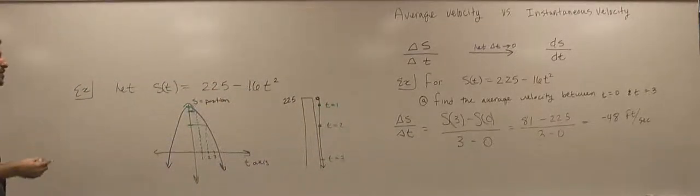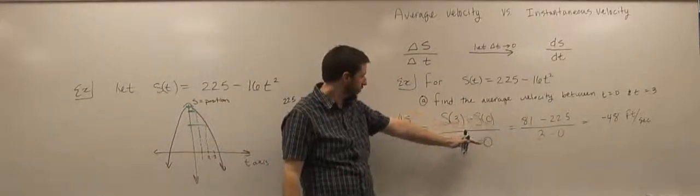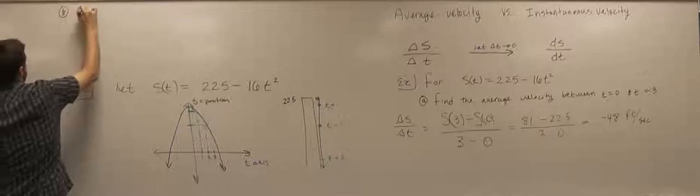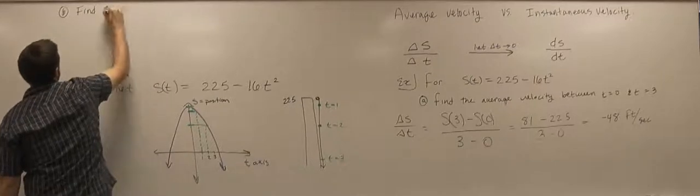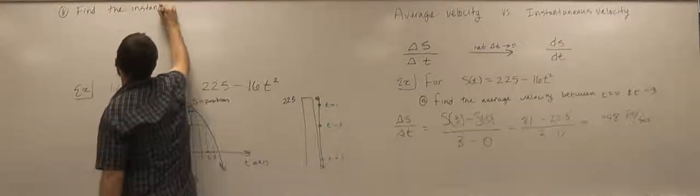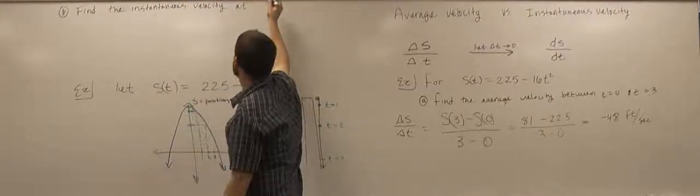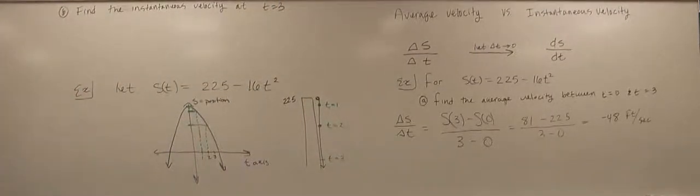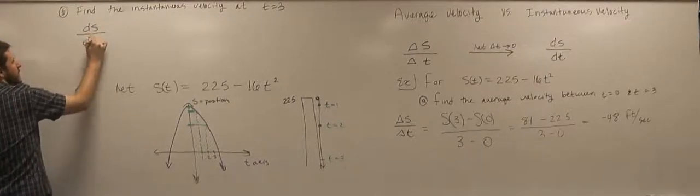Compare and contrast. So let's do the same thing, but instead of doing average velocity, instead of a change over a change, let me take the delta t go to 0 and do instantaneous velocity. Find the instantaneous velocity at t equals 3. So instantaneous velocity or instantaneous rate of change is a derivative. So I'm going to have to calculate ds dt.